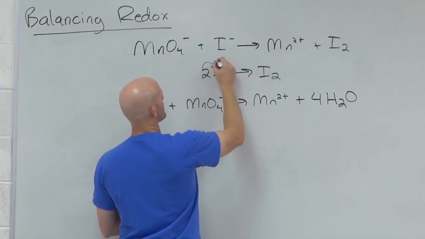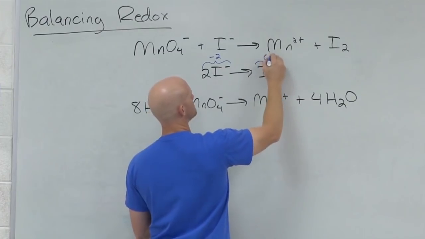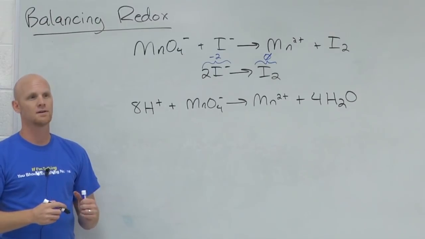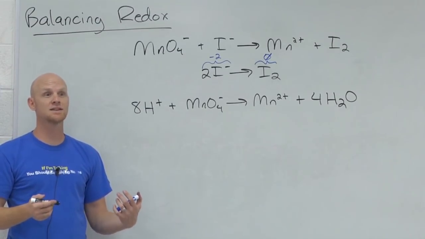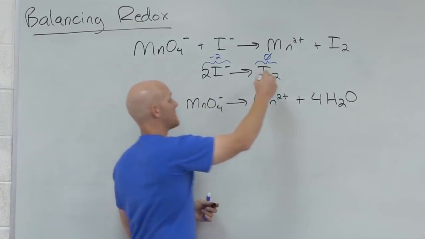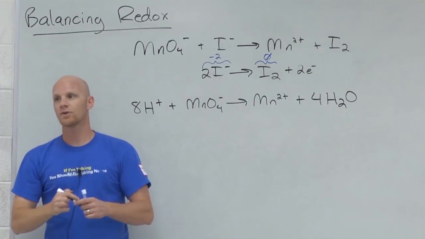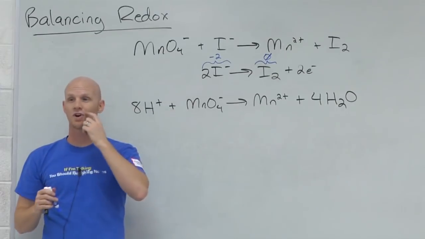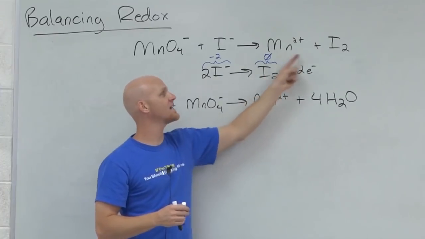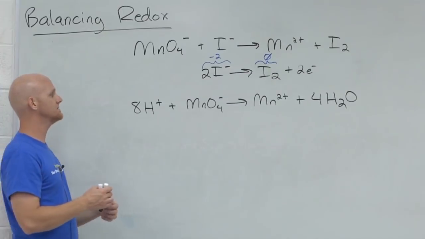So what's the total charge on this side? -2. What's the total charge on this side? 0. Which side needs the electrons? Whichever side is more positive needs the negative electrons. Which side is more positive? Product side is. How many electrons do I need? 2. So again, the goal is not to get to 0. The goal is just to get to where both sides have the same overall charge. Notice this side's now -2, and because we added those, this side is now also -2 total. So the electrons always go on the more positive side.